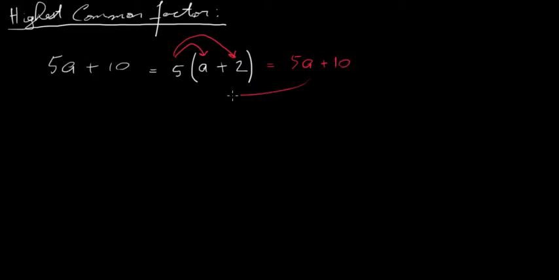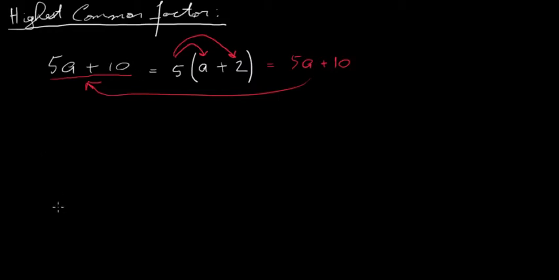So you end up with the same as what you started with. 5 times a is 5a, 5 times 2 is 10. The brackets here just mean that you multiply the 5 by everything in the bracket. So we've taken 5a plus 10 and we factorized it. We've split it up into two expressions, a 5 and an a plus 2, and if you multiply 5 by a plus 2 you get 5a plus 10. Okay, so let's have a look at another one.